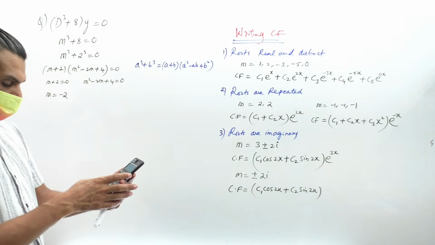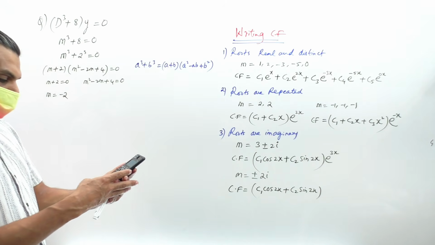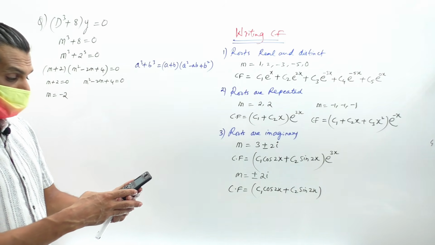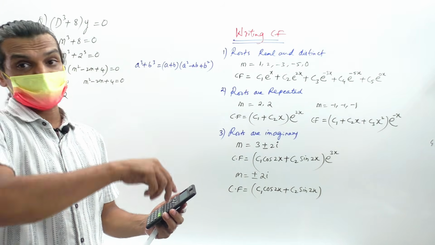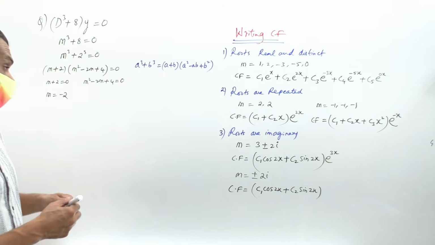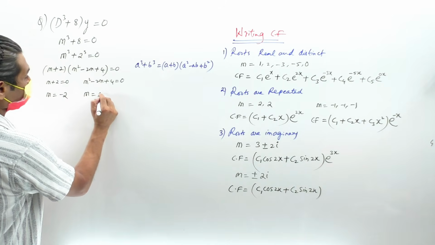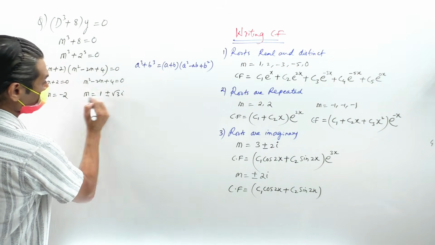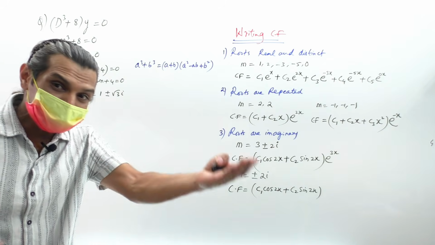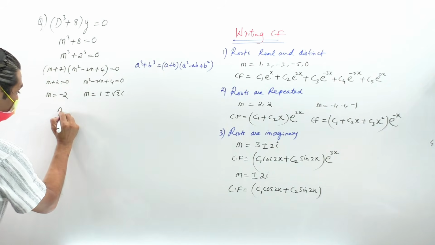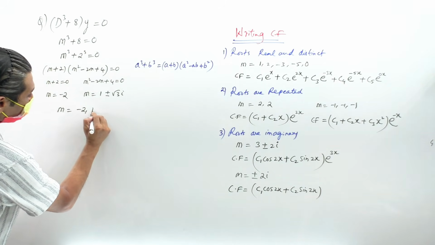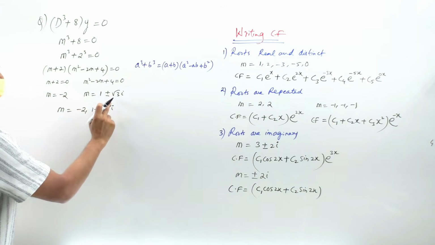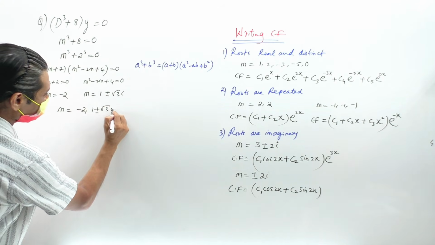So, what do you have? 1, minus 2, 4, gives 1 plus or minus root 3i, that is 1 plus root 3i and 1 minus root 3i. So we have m is equal to 1 plus or minus root 3i. See the difference? It's not minus 2, minus 2, minus 2, it is something different. So the 3 roots are minus 2 and 1 plus root 3i and 1 minus root 3i, that is written combined as 1 plus or minus root 3i.